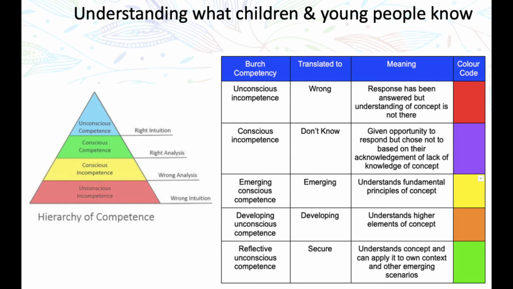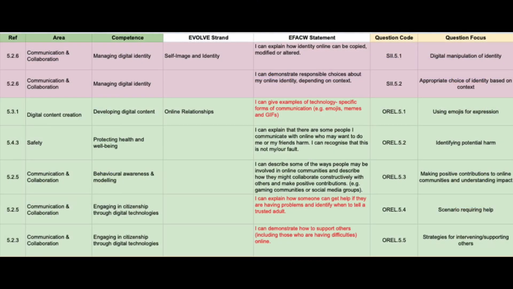We've based these knowledge maps around a continuum called the birch competencies that describes, generally speaking, how knowledge is acquired, from having the completely wrong idea of a concept right the way through to realizing you don't understand, emerging and developing understanding around that concept, and finally the secure understanding of that concept and your ability to apply it to different situations.